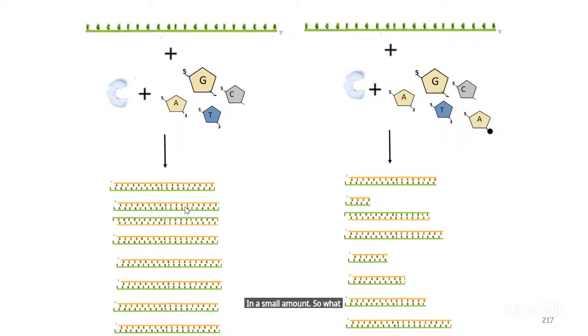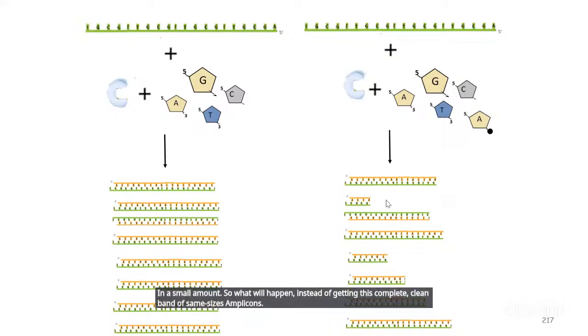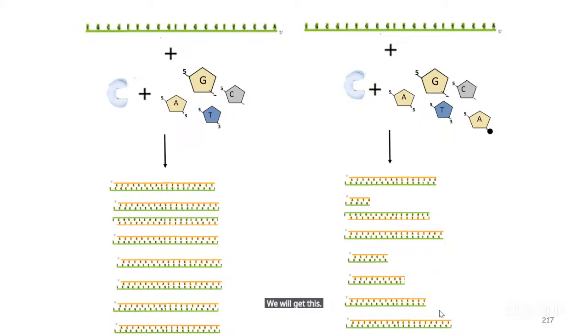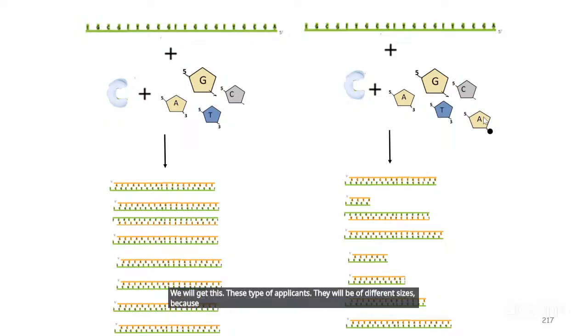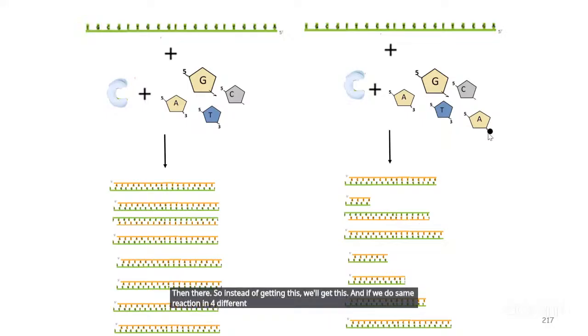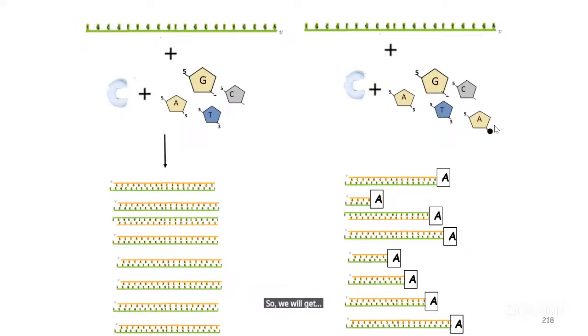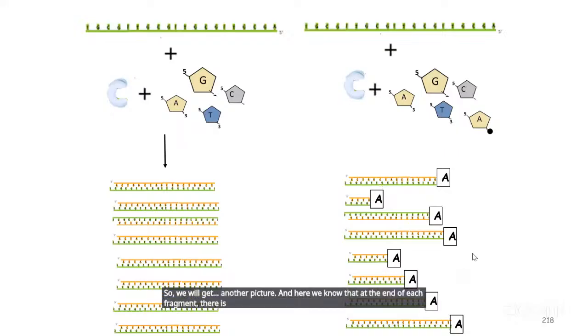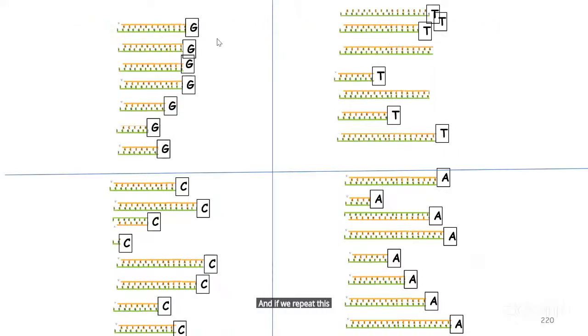What will happen? Instead of getting this complete clean band of the same size as amplicons, we will get this type of amplicons. They will be of different sizes, because wherever this dideoxyadenine binds, the cycle will stop there. And if we do the same reaction in 4 different tubes by adding 4 different nucleotides, we will get another picture. Here we know that at the end of each fragment there is adenine. If we repeat this for all 4 nucleotides in 4 tubes, we will get this picture.